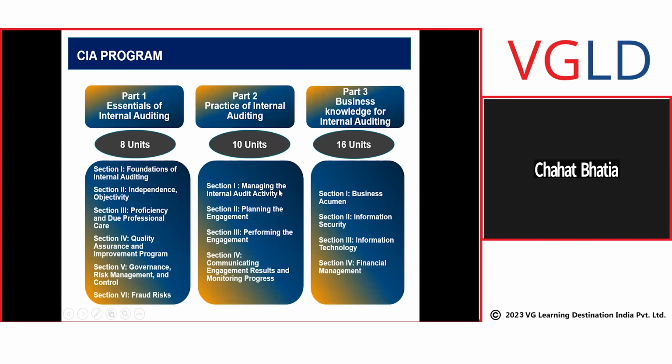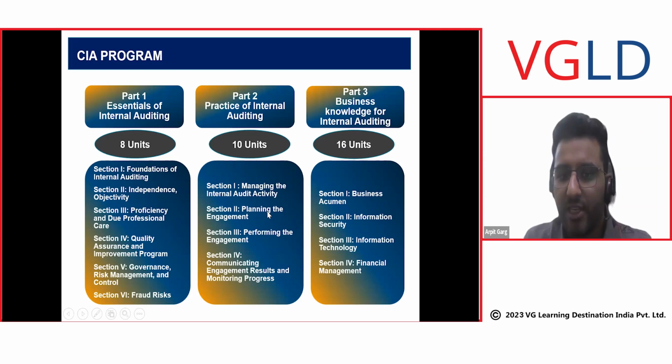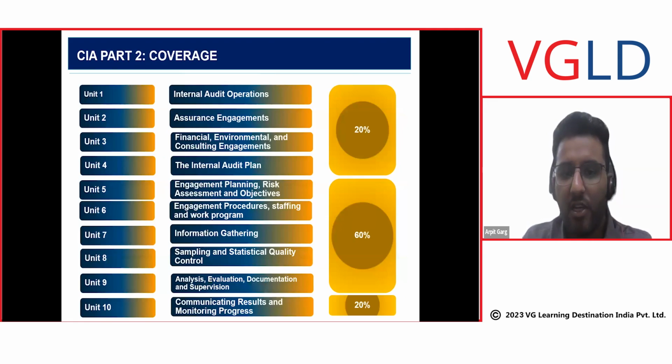We have managing the engagement activity, planning the engagement, which is engagement planning, performing the engagement, and then communicating engagement results and monitoring progress, right? So these are the 4 sections we have. So the 4 sections are split into these 10 units.